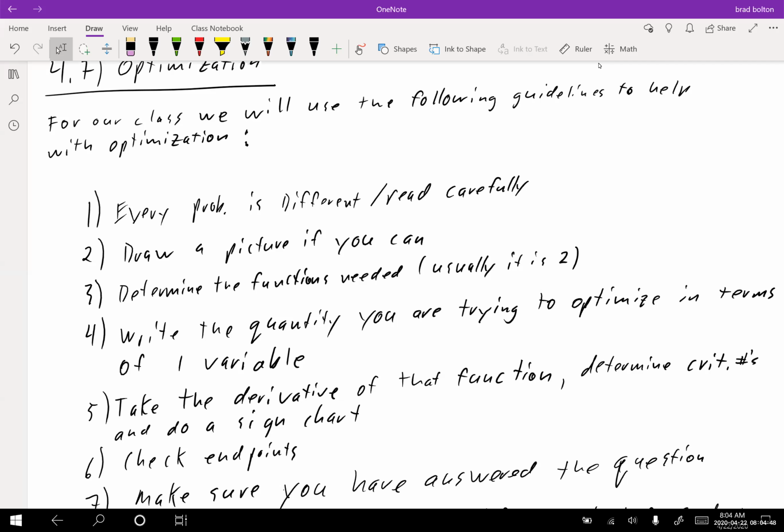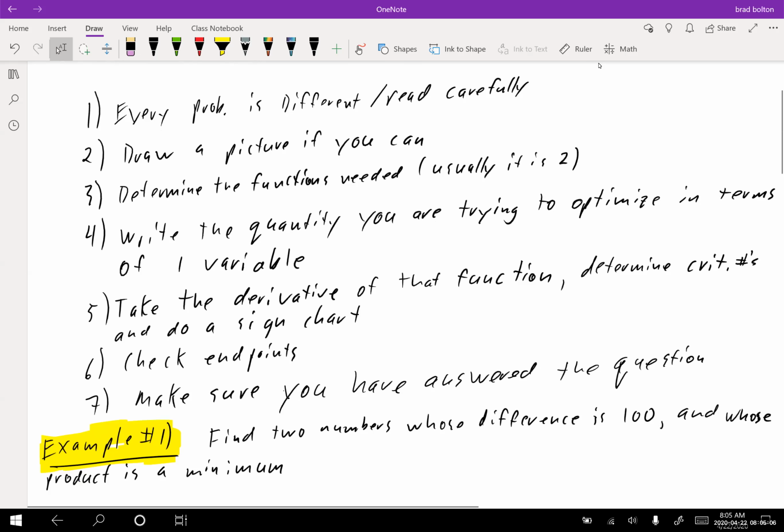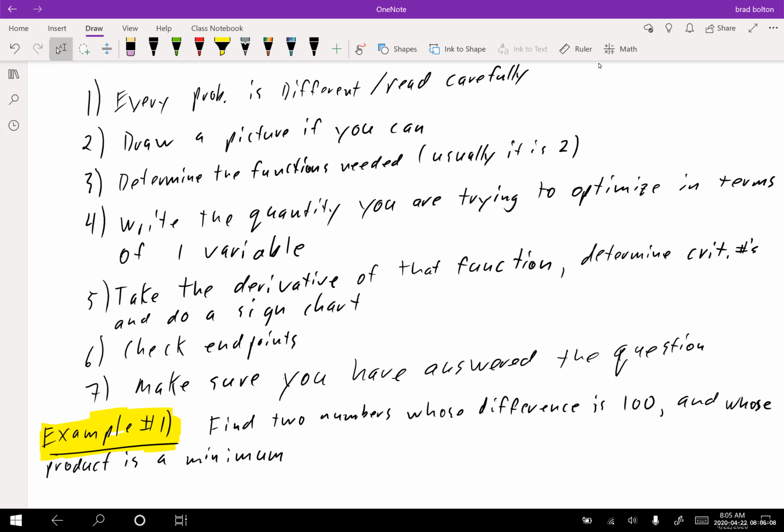So our goal is to take these 2 equations and use them to write an equation with only one variable. Take the derivative of that function, determine the critical numbers, and do a sign chart. So basically what we've been doing in the previous sections, we're now going to use on optimization. Then we're going to check the endpoints as well, if necessary. Sometimes the endpoints don't make sense to check, because they're something that wouldn't make sense in the problem. And then make sure you have answered the question.